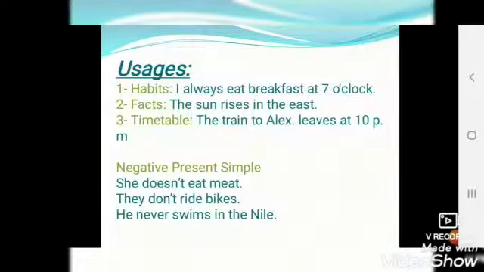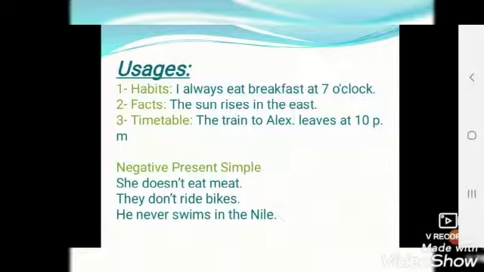When do we use the present simple? We use the present simple, first of all, for habits. I mean the things we do every day, every week, at regular times, like the example: I always eat breakfast at 7 o'clock. We use it also for facts that no one can deny, like the sun rises in the east. We use it also for timetables.